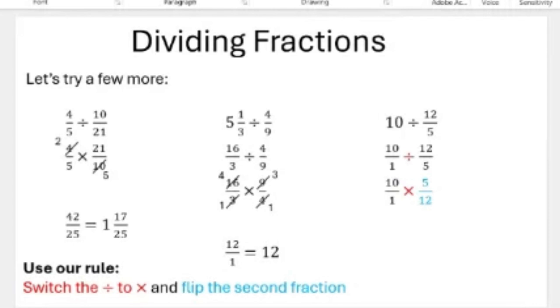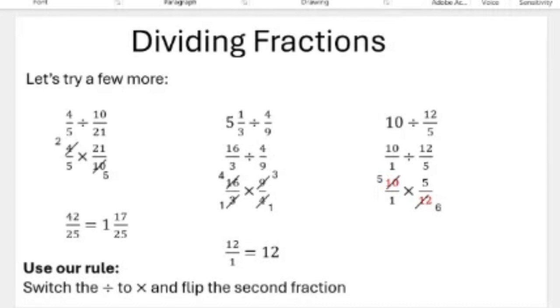And we flip the second fraction. Now I can look for canceling if I want to. I see a 10 and a 12, both even. They both divide by 2. Cross them out. 10 divided by 2 is 5. 12 divided by 2 is 6.